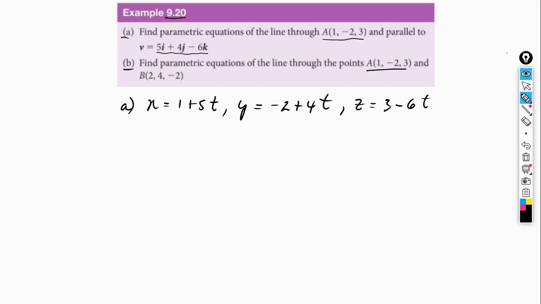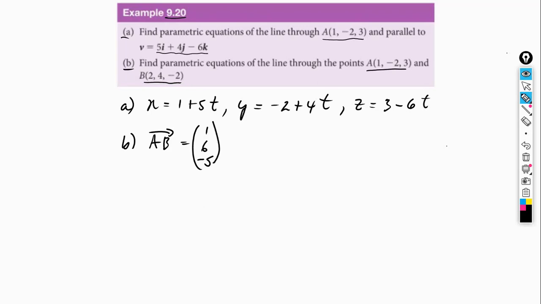For part B, they want us to find parametric equations of the line through the points A, which is the same point A from the previous part, and B, which is 2, 4, negative 2. So here, first of all, we need to find a vector that is parallel to the line that goes through those 2 points, and a good vector would be AB. So vector AB, remember, is equal to 2 minus 1 is going to be 1, and then 4 minus negative 2 is going to be 6, and then we have that negative 2 minus 3 is going to be negative 5. So that would be vector AB.